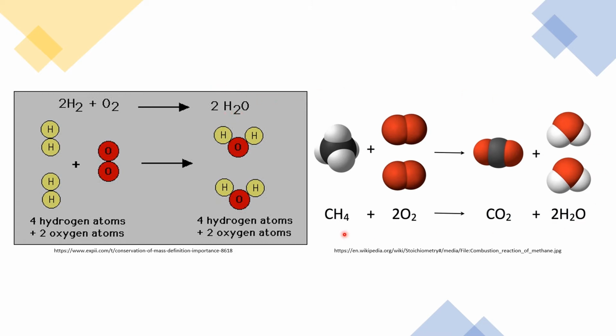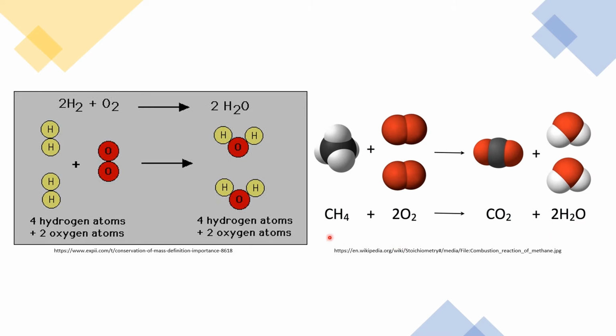If we look at this one over here, what we have is CH4, methane, burning and reacting with oxygen to form carbon dioxide and water. Now, if you count up the number of carbons, hydrogens, and oxygens on both sides, what you'll find is they don't balance out. They don't equal the same amount.